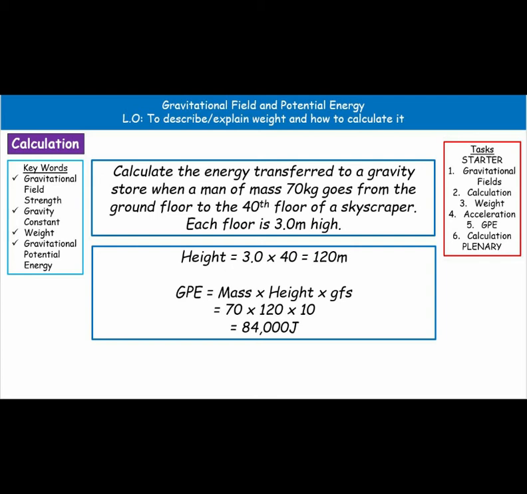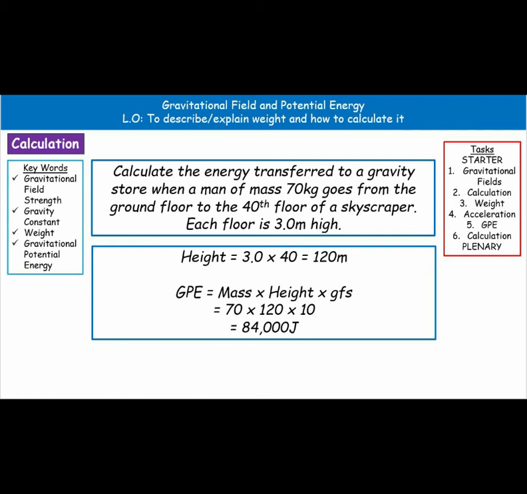Then we need to see what we substitute in. Mass is easy, it's just 70 kilograms, so we put 70 in for mass. But the height, we're not given the overall height. We've got to work that out ourselves. We're told that each floor is 3 meters high and we're going up to the 40th floor from the ground. So we need to do 3 times 40 to get the overall height, which gives us 120, and then we can substitute that into our formula.